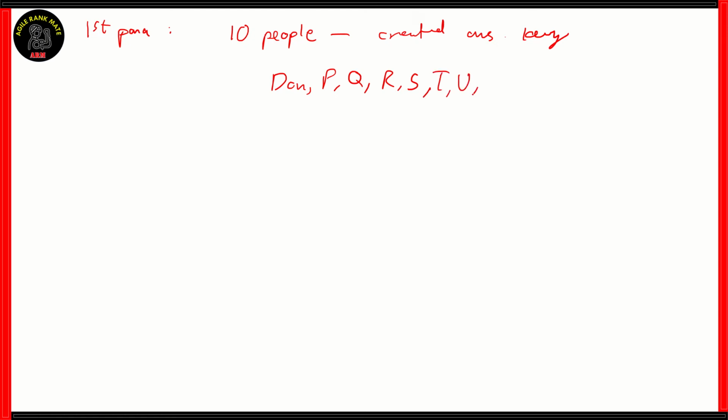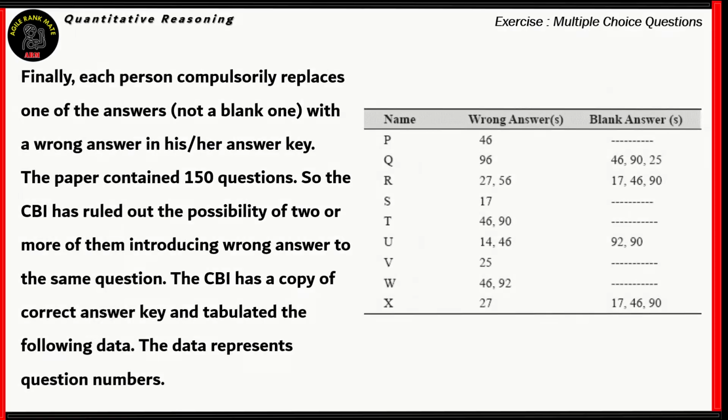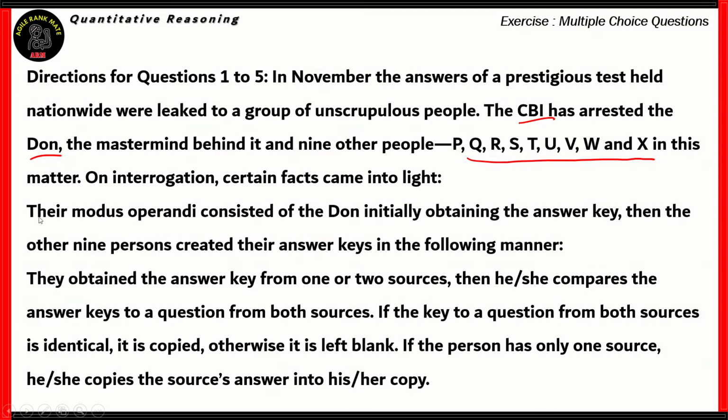So when we write first para, there will be a group of 10 people, and they created answer keys. Now these 10 people are Don, P, Q, R, S, T, U, V, W, and X. So these are the 10 people who created the answer keys and created the scandal. Now let's look at the second paragraph. So if you were wondering what the second paragraph is, that lies from their modus operandi to the following manner. Now over here, important information, Don obtains the answer key, other people created their own answer keys. The manner is described in further paragraphs.